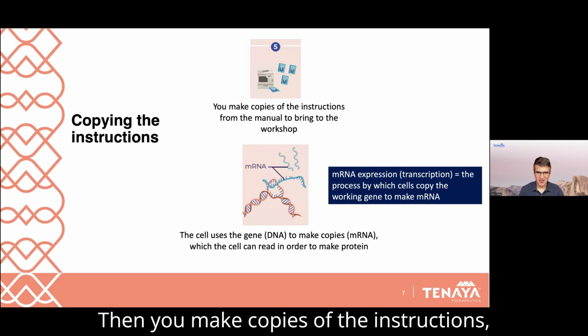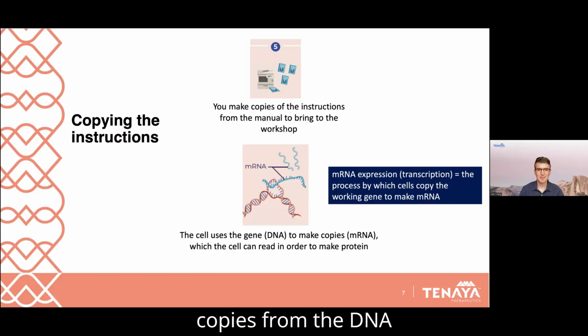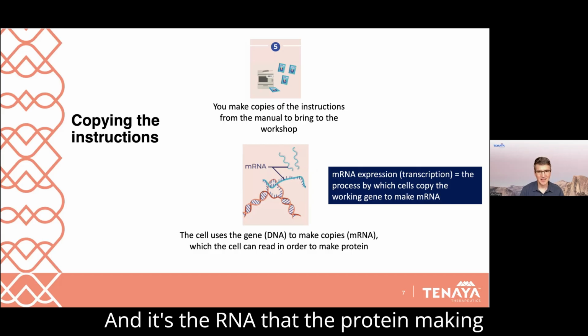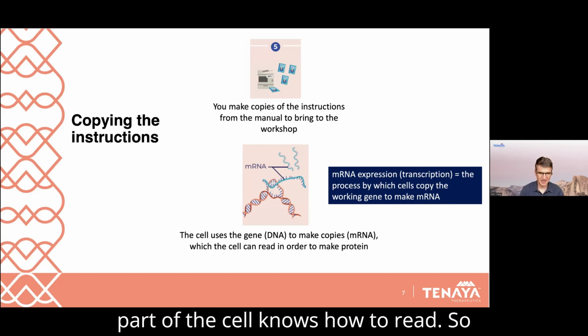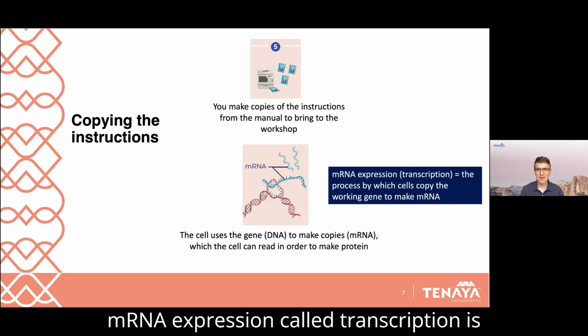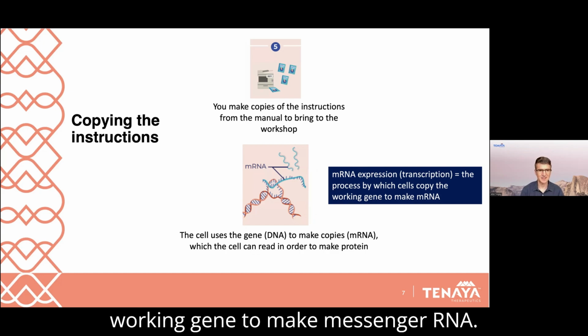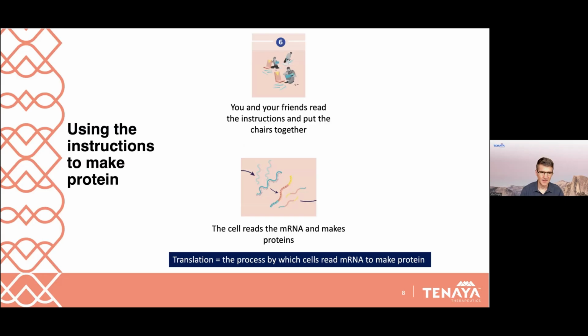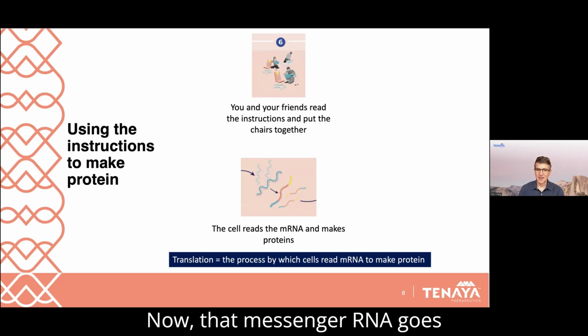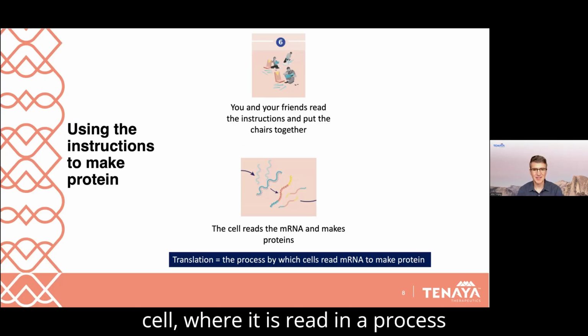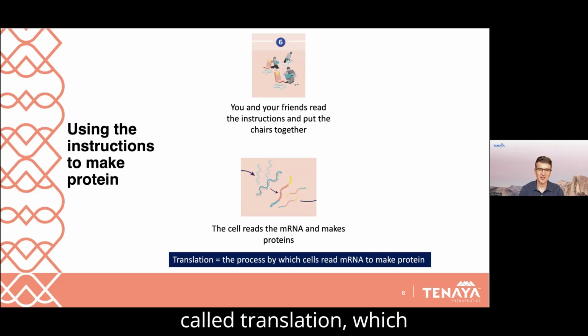Then you make copies of the instructions, you Xerox it. The cell actually makes copies from the DNA into messenger RNA called mRNA or sometimes just RNA. And it's the RNA that the protein making part of the cell knows how to read. So mRNA expression, called transcription, is the process by which cells copy the working gene to make messenger RNA. Now that messenger RNA goes to the protein manufacturing part of the cell where it is read in a process called translation, which then creates the appropriate protein.